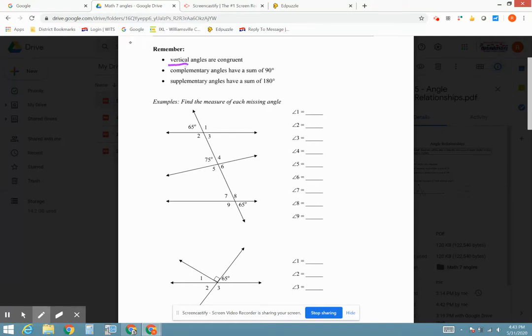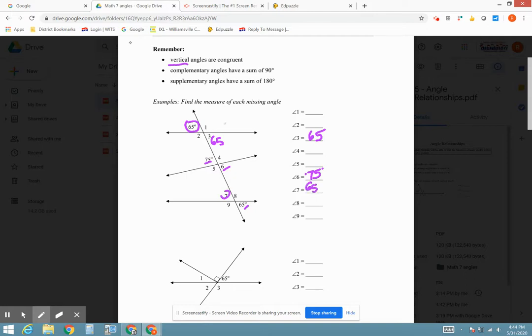Easiest angles to find are vertical angles. So I have this angle right here that's 65. So I know angle 3 is also 65 because it is vertical. Okay, I have this angle here that's 75, so I automatically know angle 6 is also 75 because they are vertical. If this is 65, then 7 is also 65 because those are vertical.